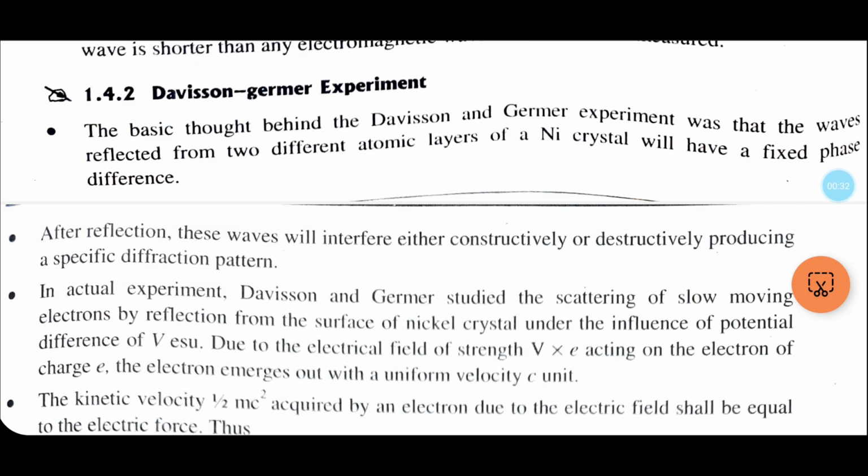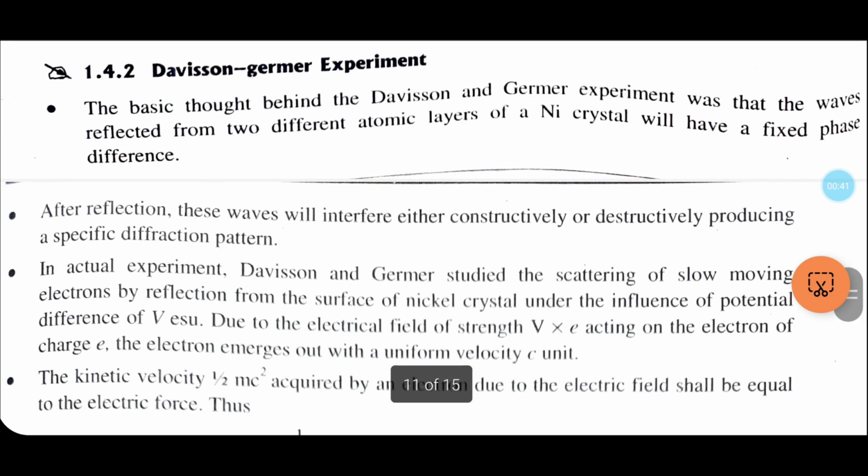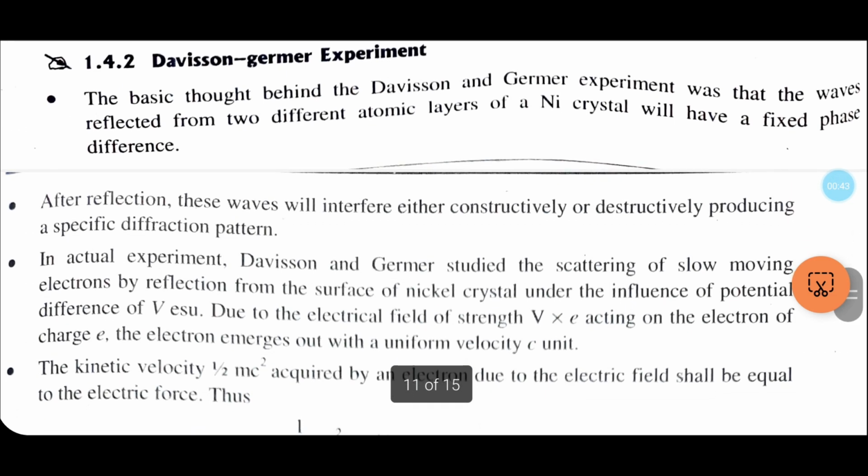there are two different waves reflected in the nickel crystal. So different atomic layers of the nickel crystal will have a fixed phase difference. Now what happens is that after reflection, these waves will interfere either constructively or destructively, producing a specific pattern.